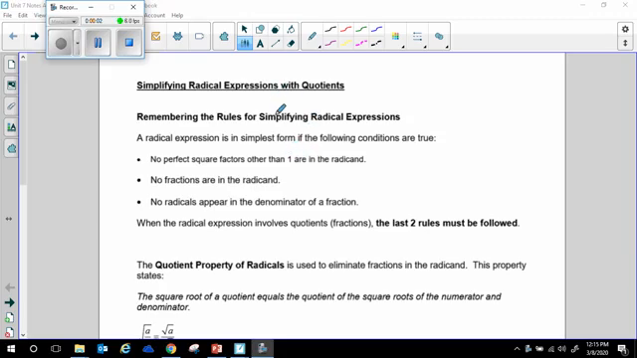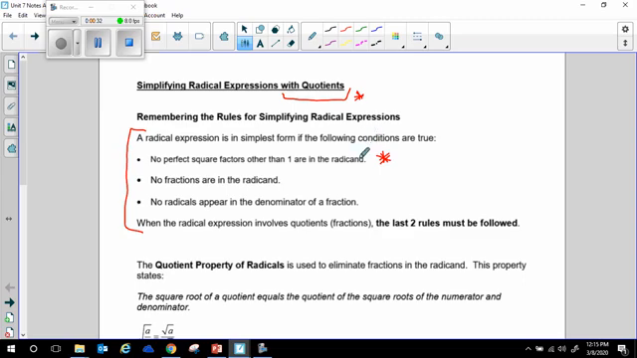Hello. Today we're going to continue on with our simplifying of radical expressions, but today our lesson is going to include those expressions that have quotients. All right. So if you remember, the rules of simplifying radical expressions were these three things here. It was no perfect square factors other than one in the radicand. We've been using that quite a bit whenever we were simplifying our expressions before in the past two lessons.